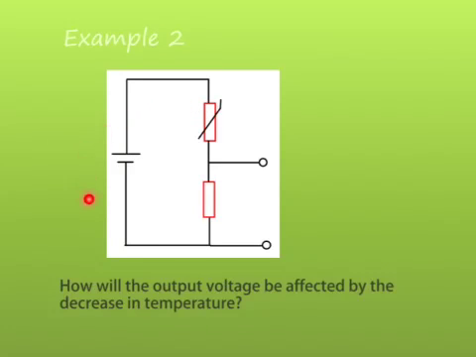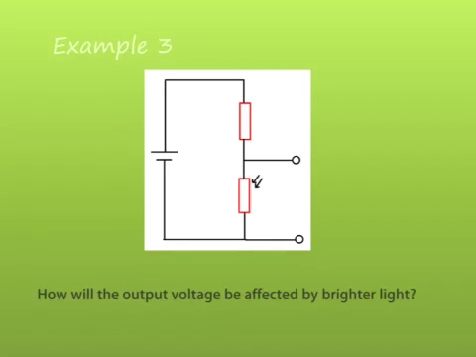Here is another potential divider with a LDR in it, and you can answer this question here, which says, how will the output voltage be affected by the decrease in temperature? Will the output voltage increase or decrease? For this potential divider here, how will the output voltage, which is there, be affected by brighter light? Will it increase or decrease?